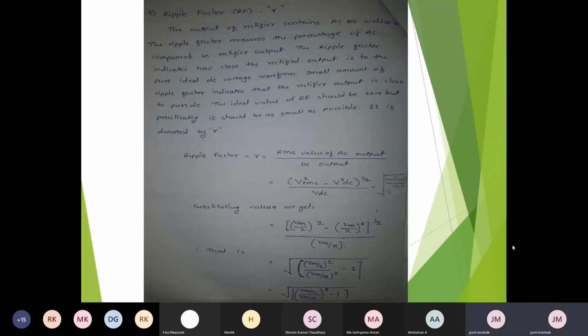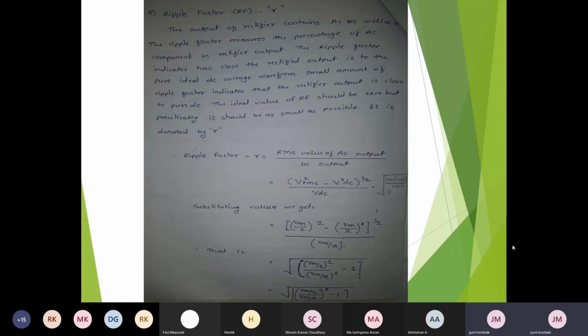Okay, so ripple factor is indicated as a small r. So remember, what is the purpose of the rectifier circuit? The purpose of using the rectifier circuit is to convert the AC into the DC signal. The output of any rectifier contains AC as well as DC components. No rectifier, even full wave rectifier, is 100% successful in conversion of AC into DC. So कोई भी rectifier हो उसमें AC component output में present होता ही होता है.